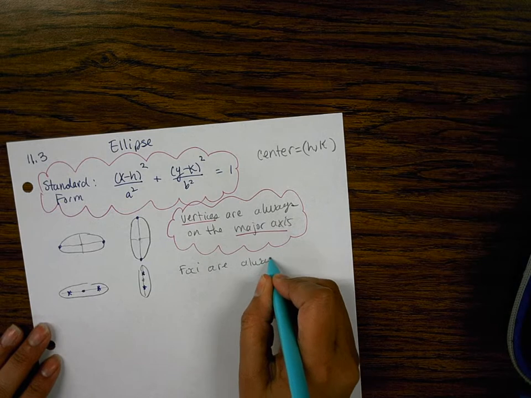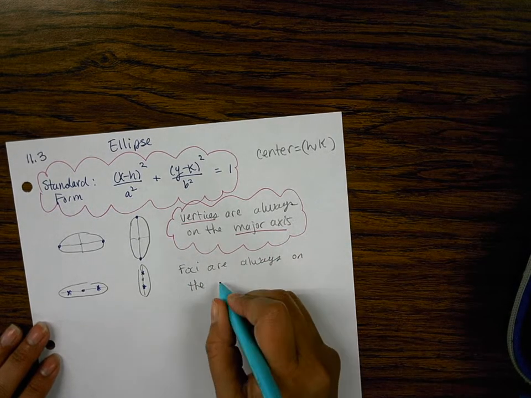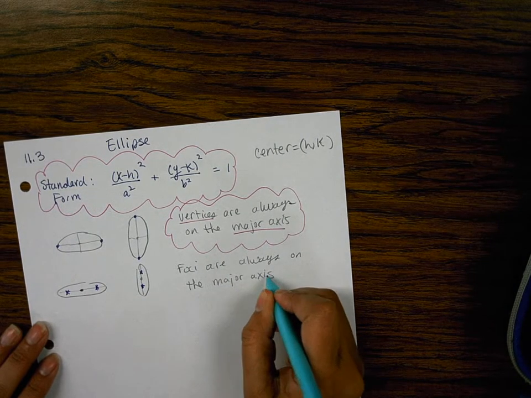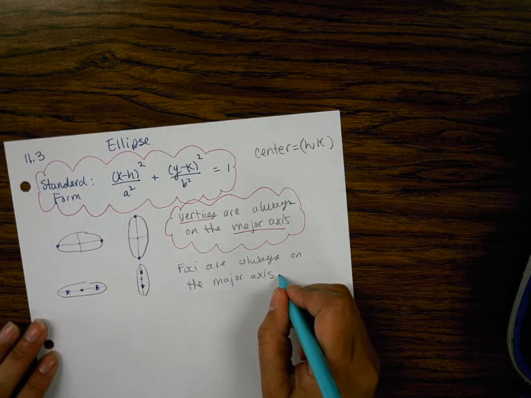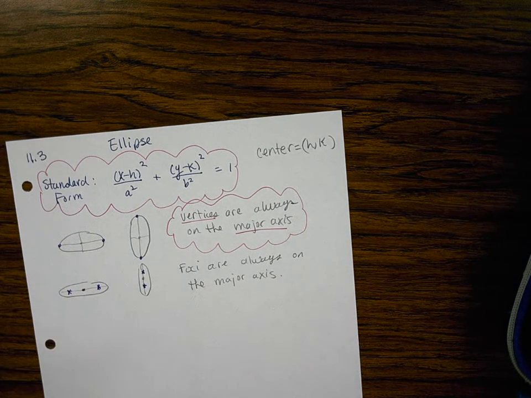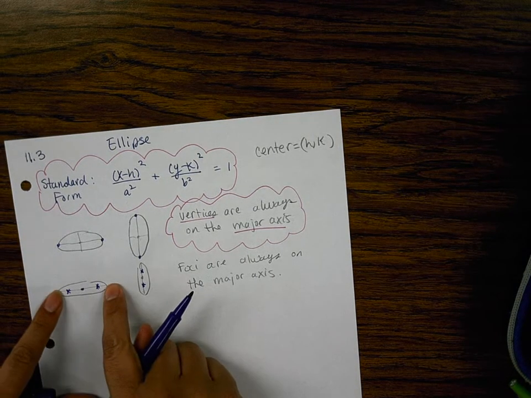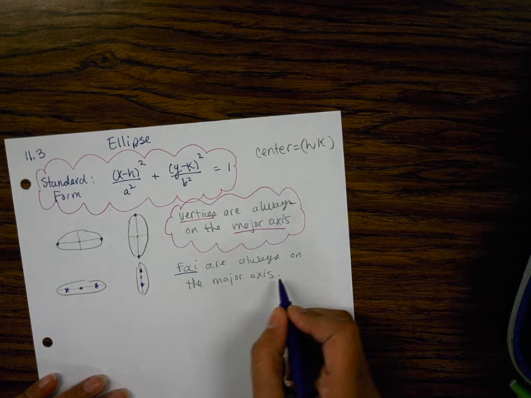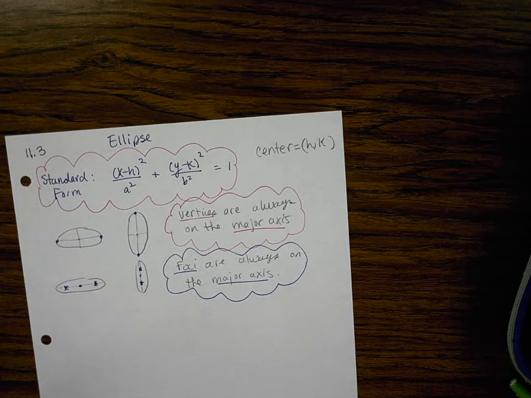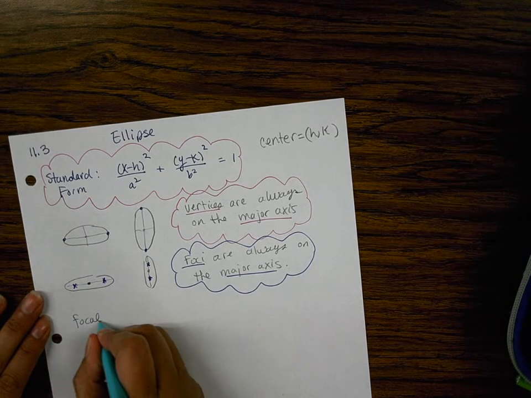Foci are always on the major axis, and always inside the ellipse. You need to know that as well. You're never going to move right and left a further length than your vertices. So you would never go from the center right and then left and end up outside of your ellipse. They're always going to be inside.